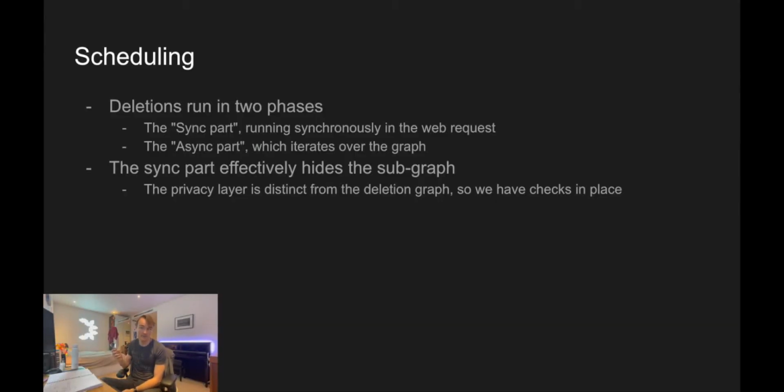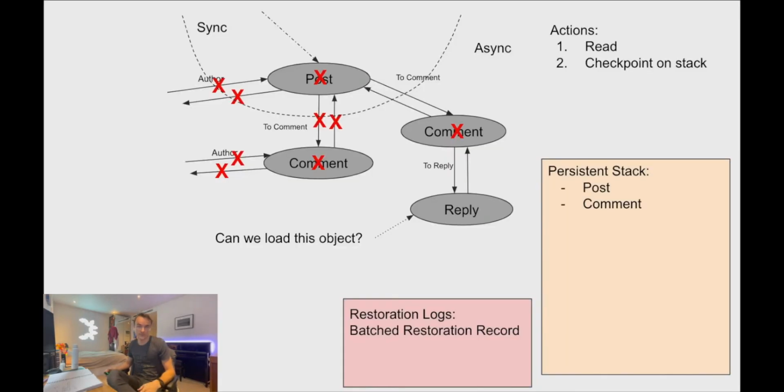The main issue we have with this is that the privacy layer is distinct from the deletion graph. So we cannot statically enforce that everything is going to be hidden properly when we delete the top level objects. The way we make sure that this happens is, whenever we actually run the deletion, we have checks in place where we try to load the objects and assess whether the user can actually read the data or not. For everything that can be loaded, we then escalate that to someone in the company to fix their privacy policy, so that whenever we delete the top level object, everything gets hidden properly.